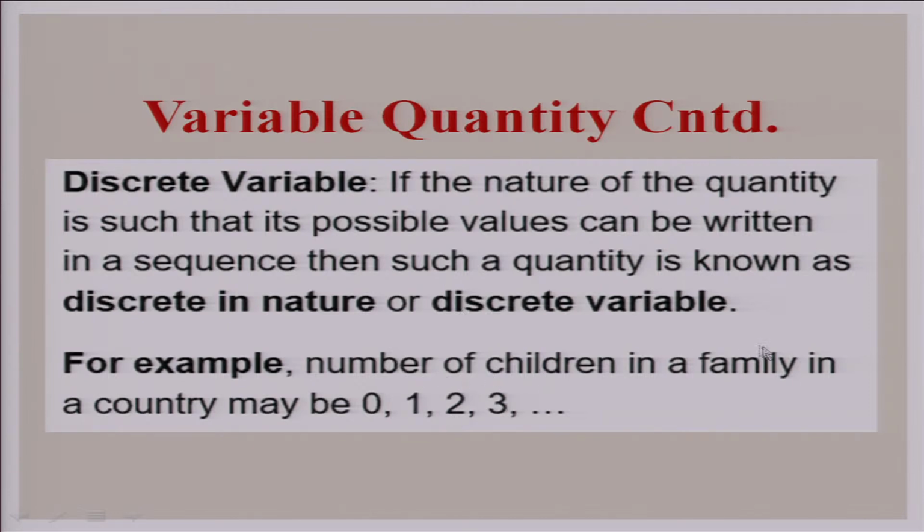For example, the number of children in a family may be 0, and after 0 the next possibility is 1, and after 1 the next possibility is 2, and after 2 the next possibility is 3, because the number of children cannot be 1.2 or 1.7. After 3 the next possibility is 4, and so on. So you can write these numbers in a sequence. This type of variable is known as a discrete variable.